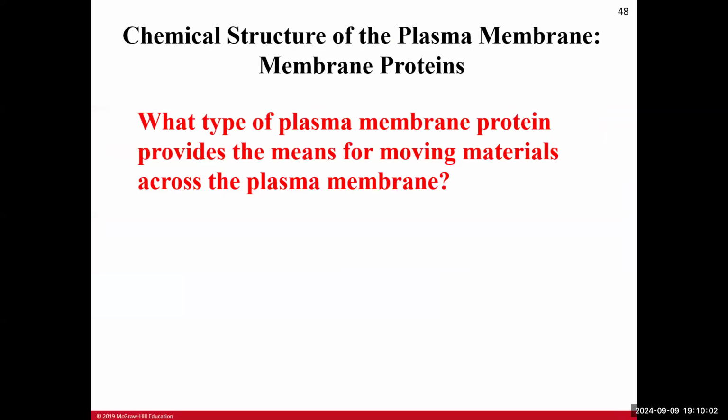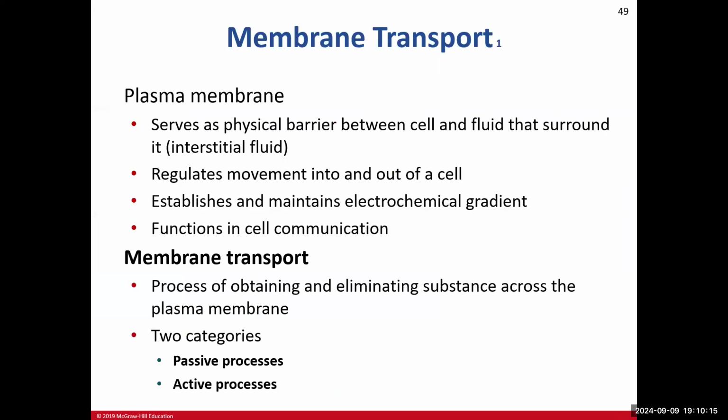So what type of plasma membrane protein provides the means for moving materials across the plasma membrane? Transport. Yep. Transport proteins do that. Okay, so that brings us into membrane transport. How do we get stuff that's outside the cell to inside the cell and vice versa?